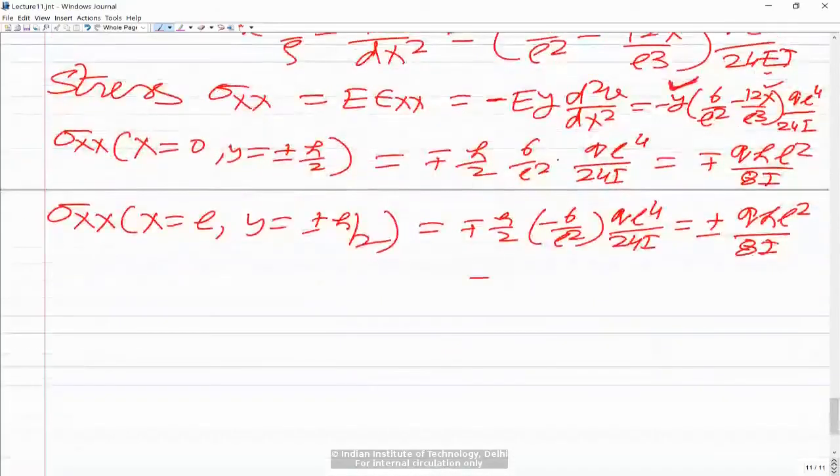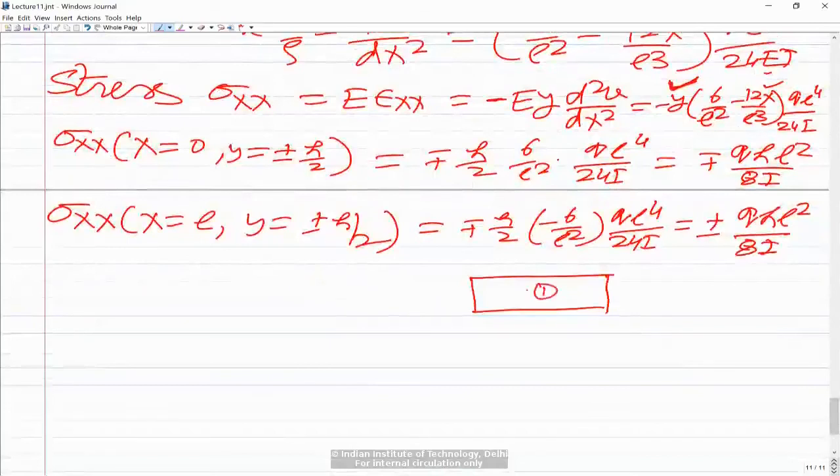What I mean to say is that when you take the first element, this is element number one, this is x, and of course in the element the load is there. Here the sigma xx on the top surface is minus. The minus sign is for plus h by 2. So the stress here is compressive and here it is tensile. Now when you are looking at the center, it is plus minus h by 2.